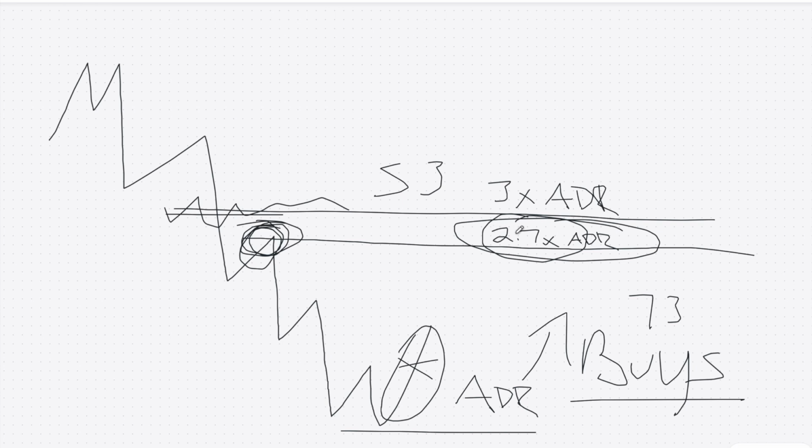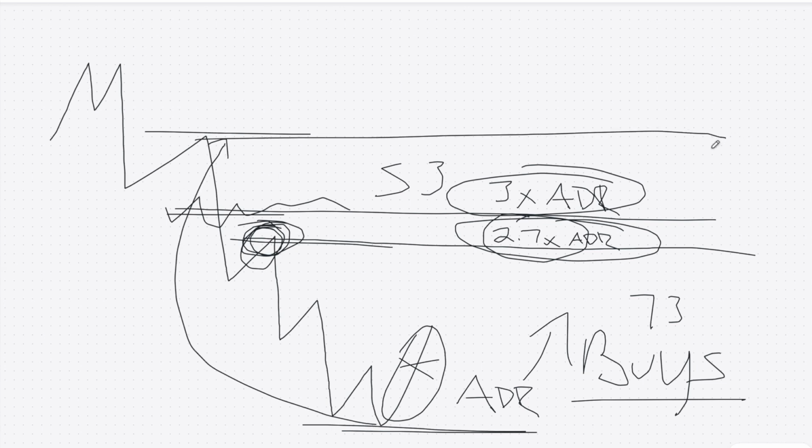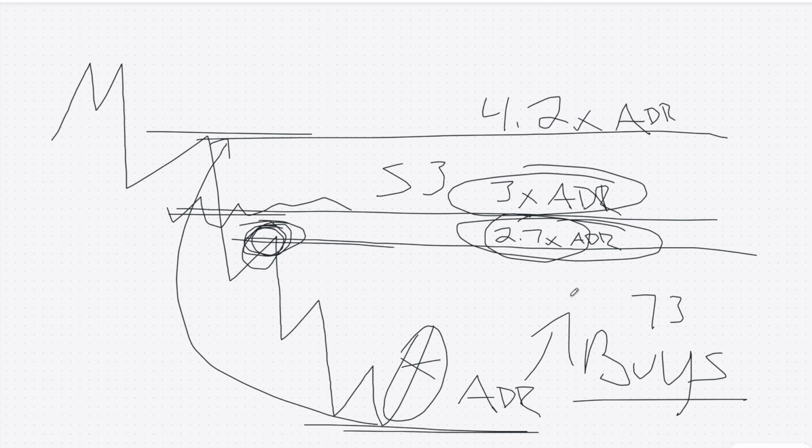So I wouldn't necessarily mark out this 3 times ADR. What I would actually do, if I want to mark out further, is go from here and mark up here. How far is it from here to all the way up to here? Let's just say for this example that this right here is 4.2 times ADR. So then I would have the projections of 2.7 and this one up here at 4.2.